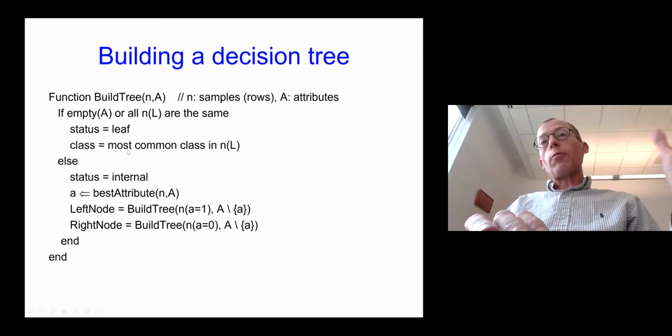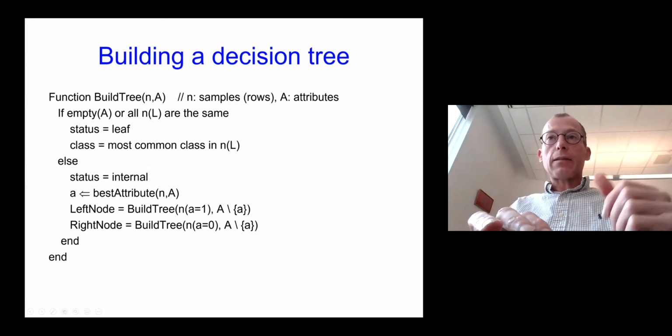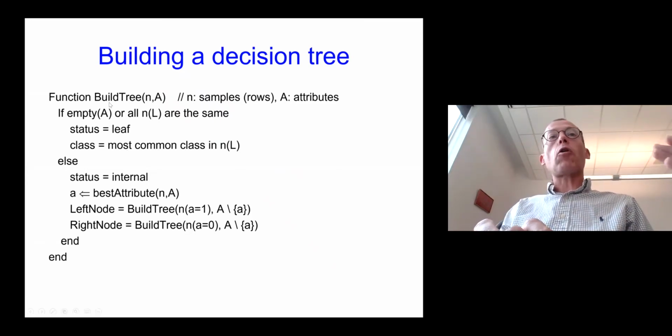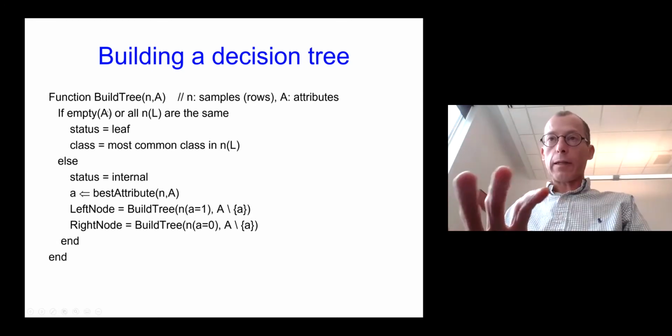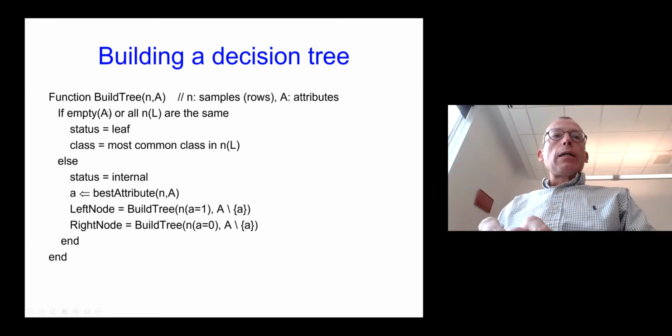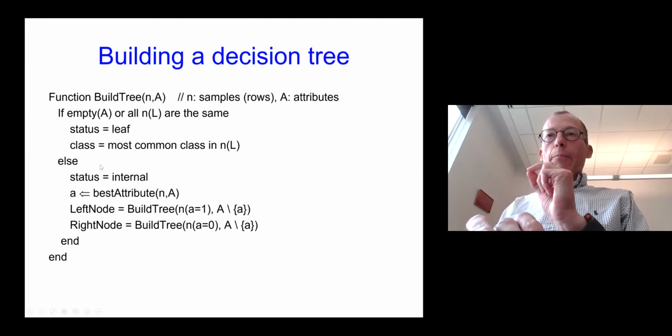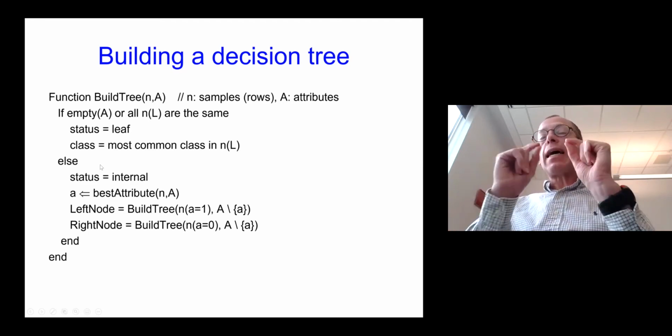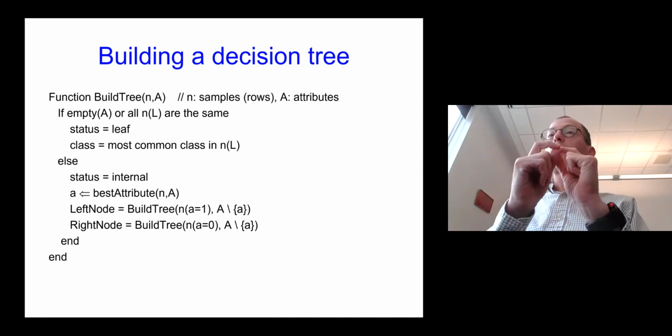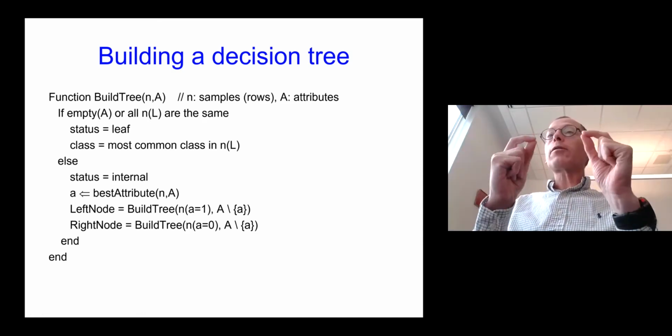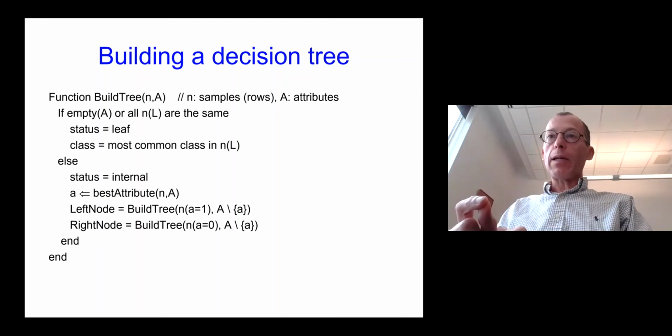And the class is going to be either the class of all of the samples, or if we have an empty set, then the majority class. Okay? So this is called a leaf node. Otherwise means that we still have questions we can ask because we didn't use all the attributes, and also not all the samples have the same label. Otherwise, we want to ask another question.